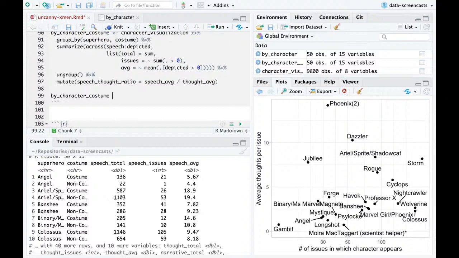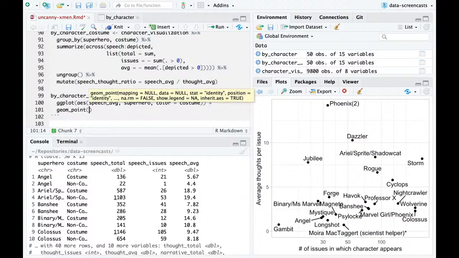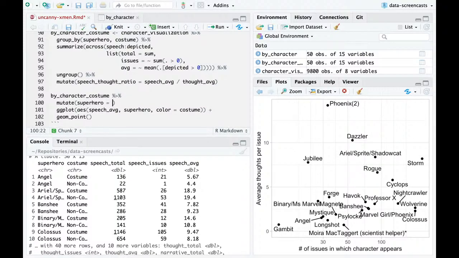Now I'm going to pivot it. How am I going to pivot it? Because I want to compare. No, wait. I am going to do that, but I'm going to do something different first. Here's what I'm going to do. I'm going to plot speech average by superhero colored by costume. I have a particular image in mind, geom_point, and I'm also going to reorder the superheroes first. Superhero is fct_reorder, superhero by speech average.